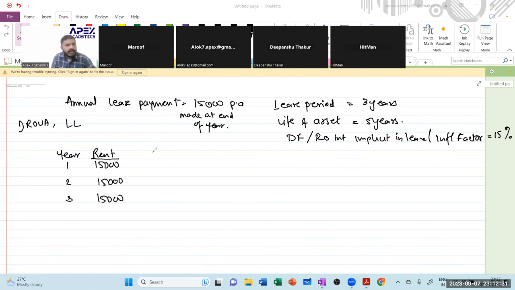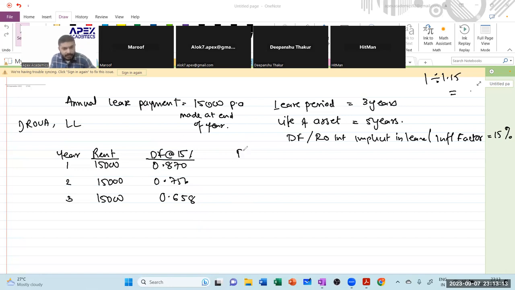15,000, 15,000, 15,000. Discounting factor at the rate of 15%. How will you calculate it? 1 divided by 1.15. Press equal to the first time, and you will get 0.86956. So I will write this off as 0.870. I have rounded it off. Don't press any other button on your calculator. Press equal to again. You will get 0.756. Don't press any other button. Press equal to again. You will get 0.658. It is 0.6575, which I rounded off to 0.658.